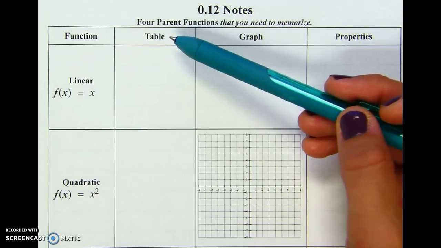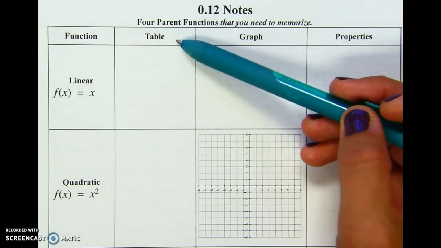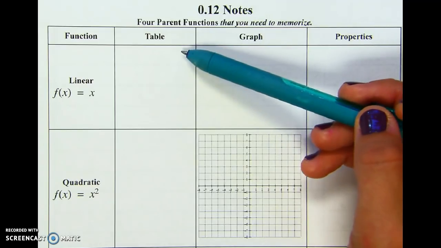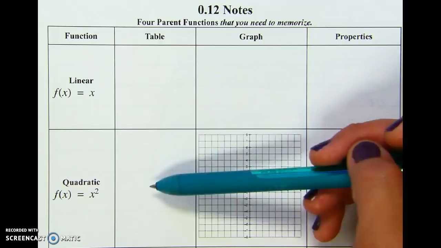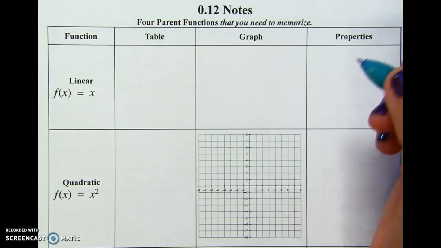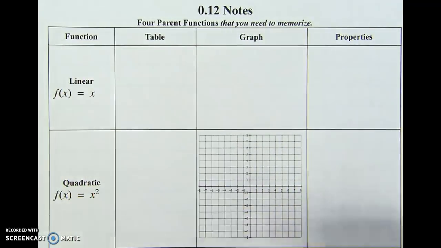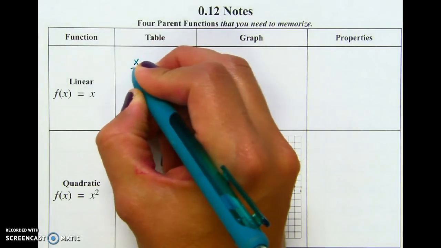Parent functions. Say parent functions. Parent functions. So there's going to be like 12 to 16 that you're going to have memorized by the end of the year. But right now we're going to start with these 4. Are you ready? Here we go. The first one is linear. We're going to make a quick table.